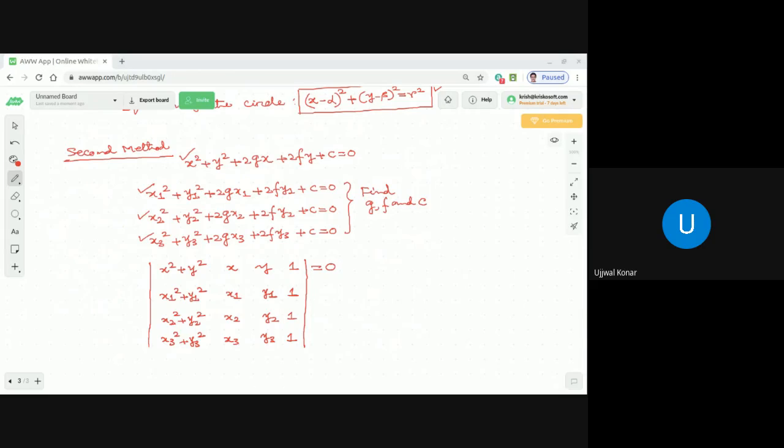And this equation, which you see in the form of a determinant, is the equation of the circle passing through the points A, B, and C, that is the three given points with coordinates x1, y1, x2, y2, and x3, y3. So this is the required equation of the circle.